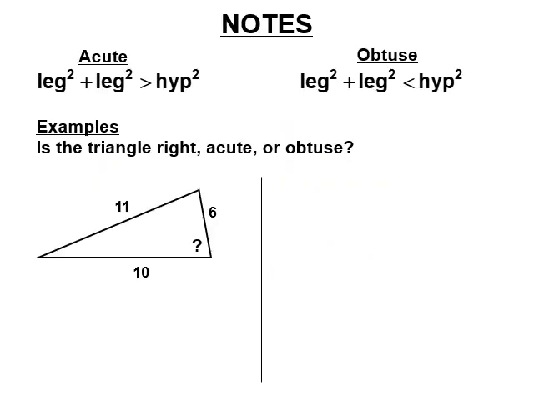So you can also tell if it's acute or obtuse. If you've been doing it the way I've been doing it, this will not be that hard, right? If the sum of the squares of the legs is greater than the hypotenuse squared, then it's acute. If the sum of the squares of the legs is less than the hypotenuse squared, then it's going to be obtuse. So once again, there's our potential, right?